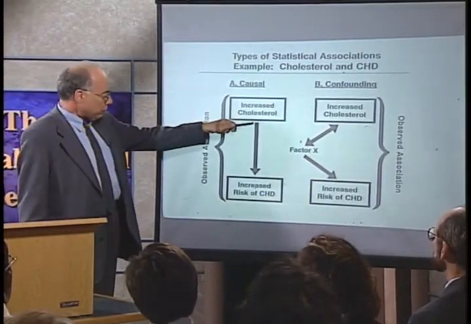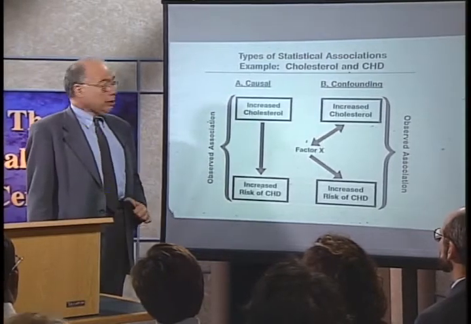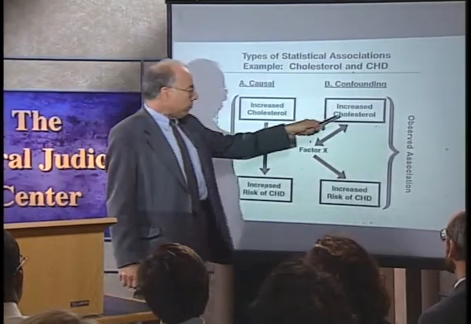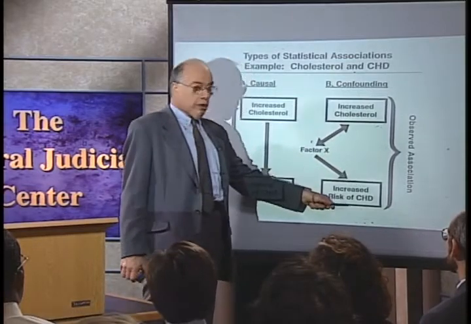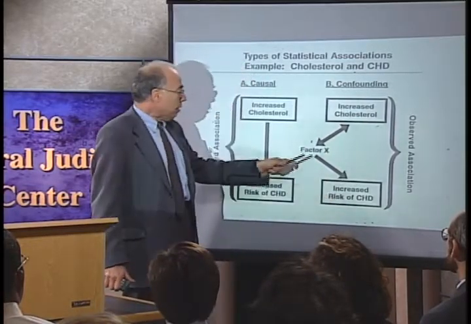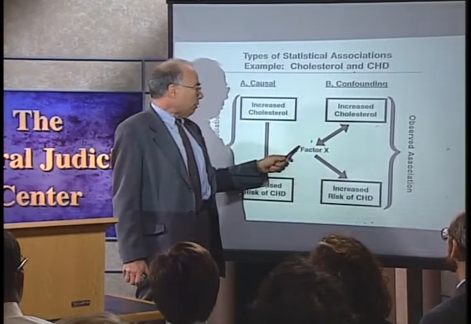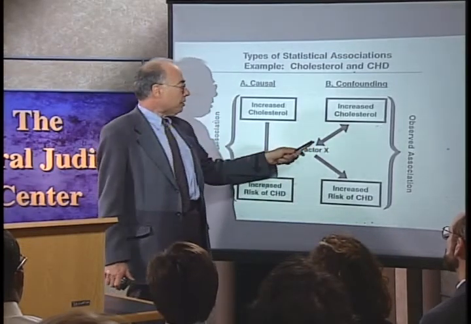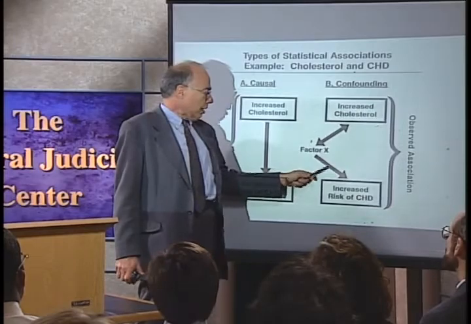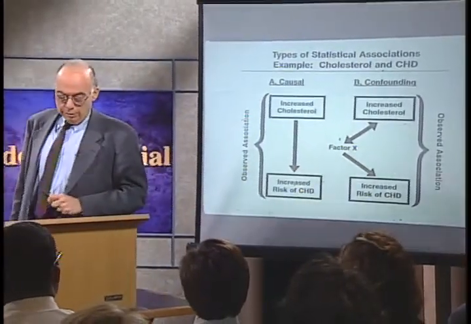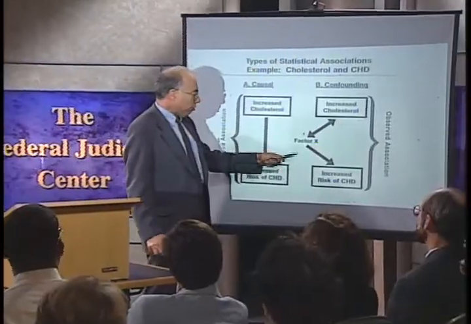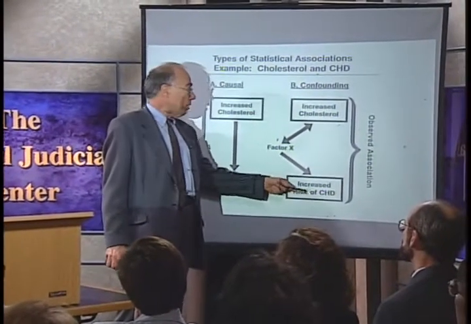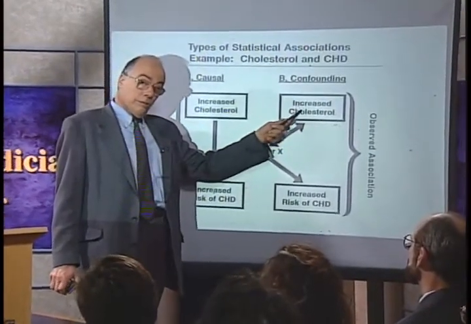Here we see that increased cholesterol causes an increased risk of coronary heart disease. Here we see that increased cholesterol is observed to be associated with an increased risk of coronary heart disease, not because they're causally related, but because a third factor, called factor X, is linked to increased cholesterol and is a cause of coronary heart disease. What could that be? It could, for example, be the genetic profile of the individual. There could be a group of individuals who have a genetic profile that puts them at increased risk of coronary heart disease, and that same genetic profile is associated with an increased cholesterol.